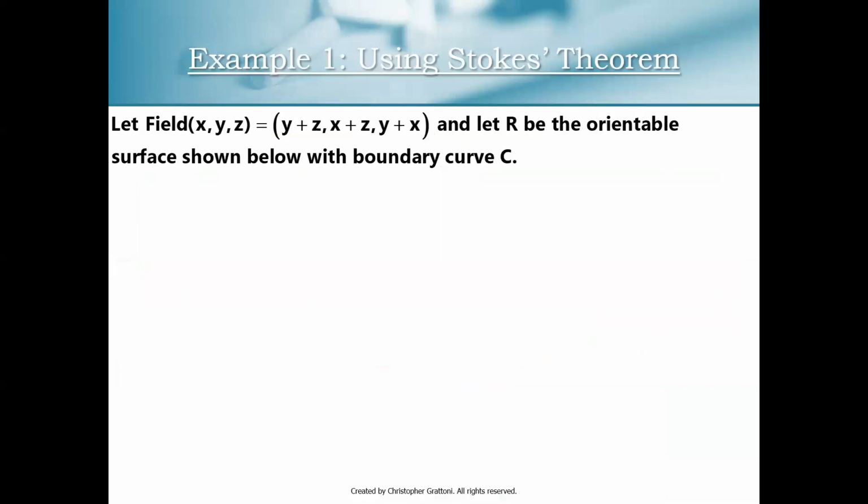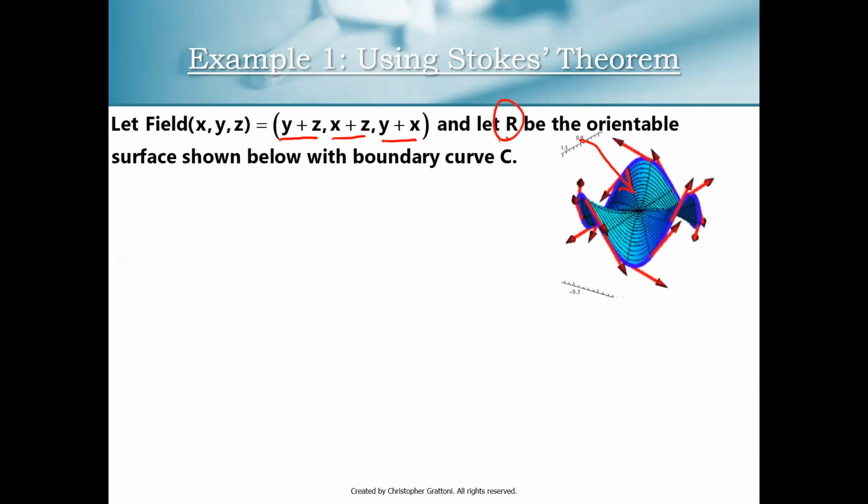Now that we've established Stokes theorem, let's use Stokes theorem for a concrete example. For this example, I have a vector field y plus z, comma x plus z, comma y plus x. And we're going to let R be an orientable surface, right here. And we're going to let C be the boundary curve of that surface. And we want to compute the net flow of our vector field along our boundary curve C. And Stokes theorem is going to be very helpful for this.